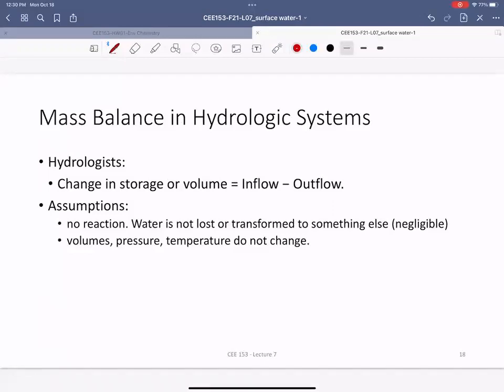So this is again mass balance. We did mass balance for a lake before. If you remember, we already solved a question. Change in volume of a lake over time is all the flow coming in minus all the flow going out. Okay. This is something we have done before. So I'm reiterating again.